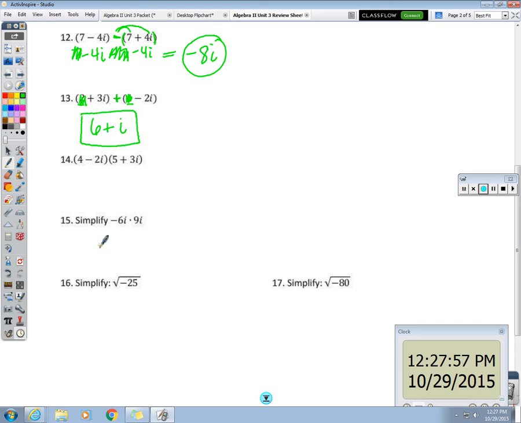Okay, number 14, what are they wanting you to do? FOIL this time, because this time the binomials are touching, which means they want you to multiply. So when we FOIL, you do 4 times 5 and get 20. 4 times 3i. Negative 2i times 5 is, and negative 2i times 3i is negative 6i squared. Then what can we do? Right? Okay.